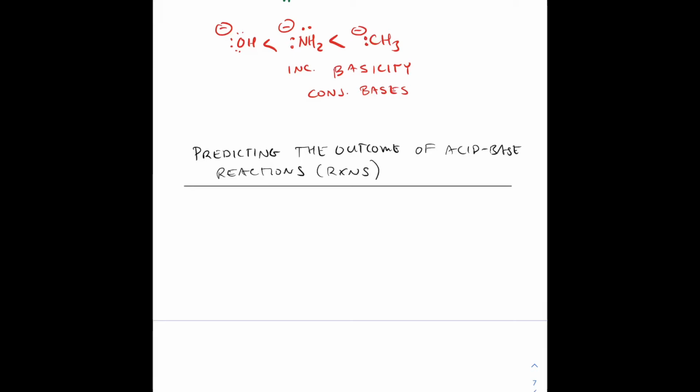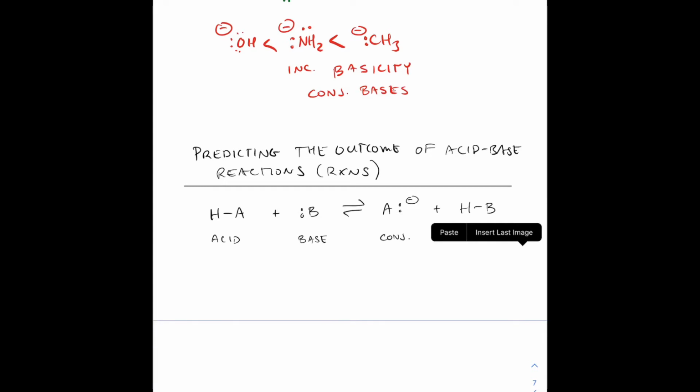Alright, so this video is going to be on predicting the outcome of acid-base reactions. Again, abbreviating reactions, Rxns is a common thing. So HA plus B, a generic acid, HA, and a generic base, B with a lone pair. We've got the equilibrium arrow going to A minus and HB. So again, HA is the acid, B is the base, A minus is the conjugate base, and HB is the conjugate acid.